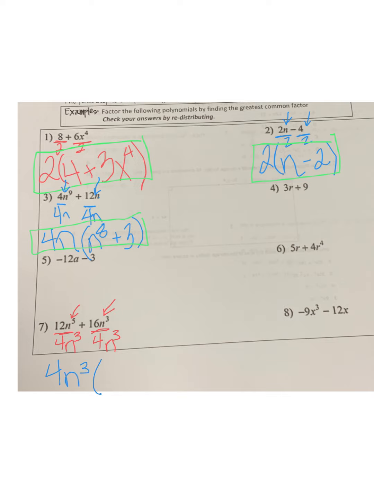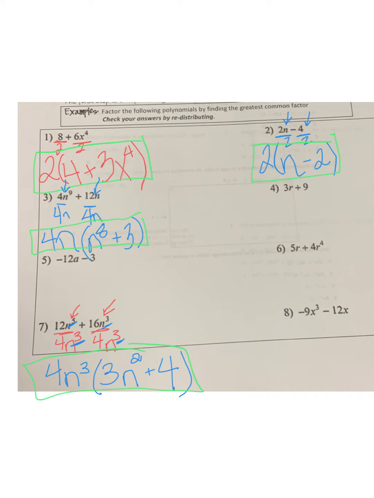Let's see what happens. If I take out a 4 from 12, what do I have left? 3. If I take out 3 n's from 5 n's, then how many do I have left? 2. If I take out a 4 from 16, how many do I have left? 4. Remember, it's just dividing. And if I take out 3 n's from 3 n's, then how many do I have left? Nothing, you're right. I took them all out.